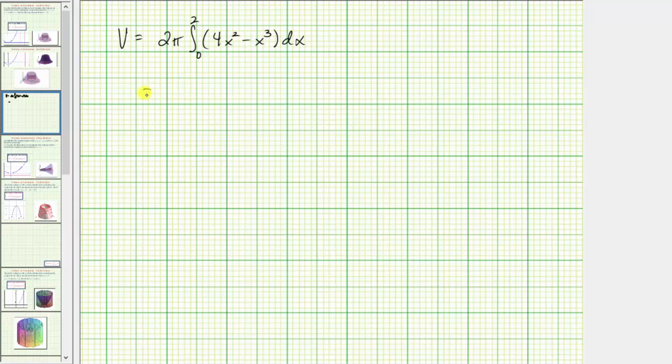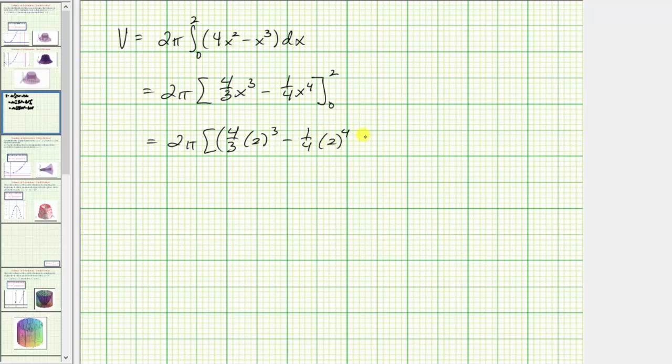Integrating with respect to x, we have 2 pi times the integral of 4x squared with respect to x, which would be 4 times x cubed divided by 3, or 4/3 x cubed, minus the integral of x to the third with respect to x, which would be x to the fourth divided by 4, or 1/4 x to the fourth. Now I need to find big F of b minus big F of a, so we'll have 2 pi times, when x is 2, we have 4/3 times 2 cubed, minus 1/4 times 2 to the fourth, and then when x is 0, notice both terms would be 0.